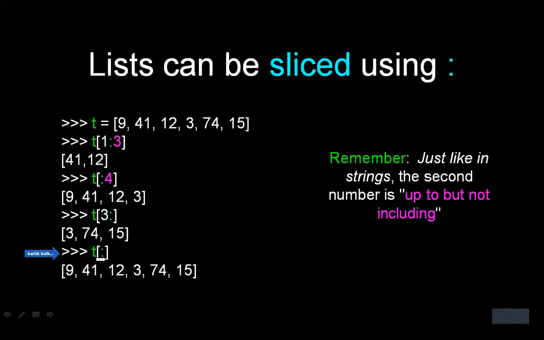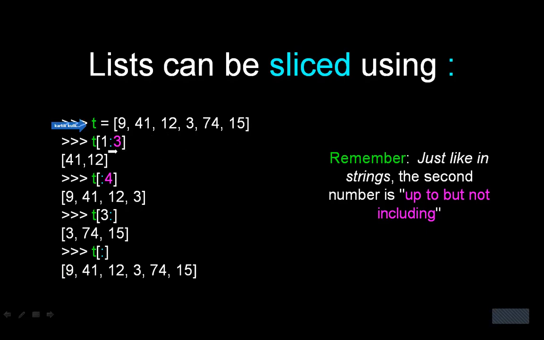So what will be the output here? Since I have not specified the starting index number or the end index number, by default the starting index number, that is 0, will be considered. So here 9 will be printed, 41, 12, 3, up to the end. The whole list itself is going to be printed.